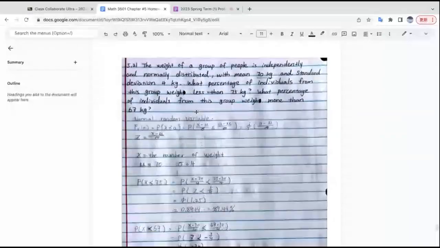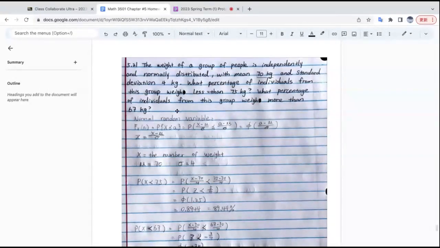Can you see my screen? Yes. So I'm going to present 5.21. The weight of a group of people is independently and normally distributed, with mean 70 kg and standard deviation 4 kg. What percentage of individuals from this group weigh less than 75 kg? What percentage of individuals from this group weigh more than 67 kg?